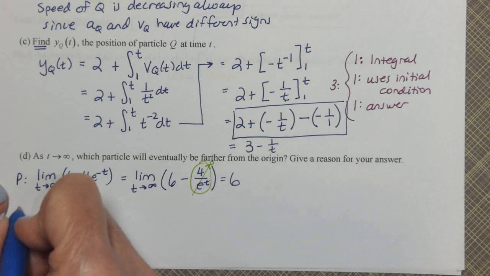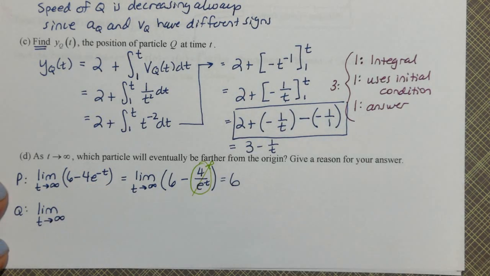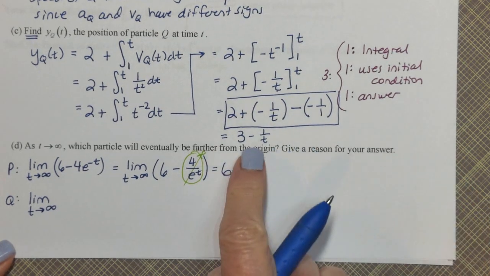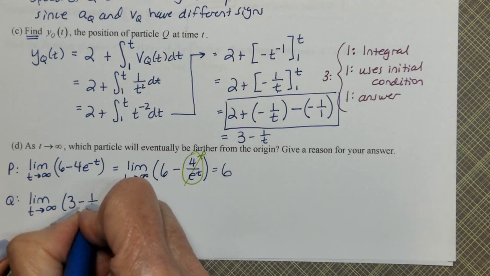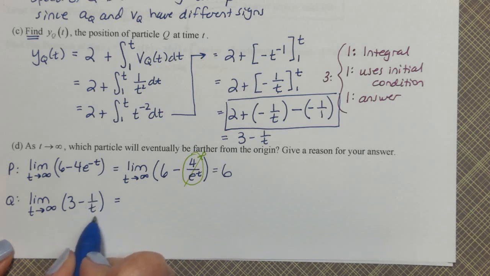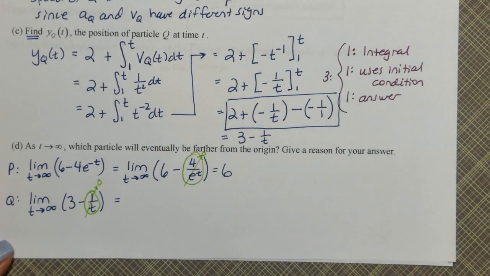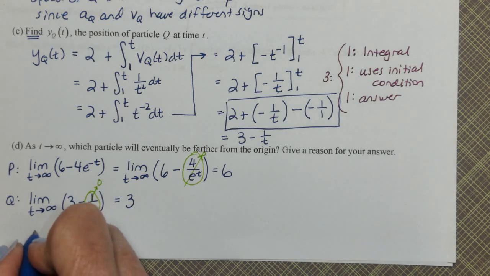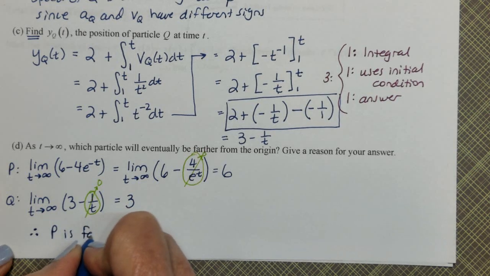Let's do the same thing for Q. For Q, what is its long-term position? Well, its position we found right here. So its position is 3 minus 1 over t. As t goes to infinity, 1 over something going to infinity is going to 0 for the same reason we talked about just now. And this one will only be 3. So which will be further from the origin? P is farther from the origin.